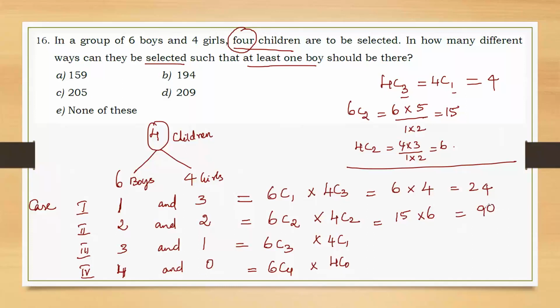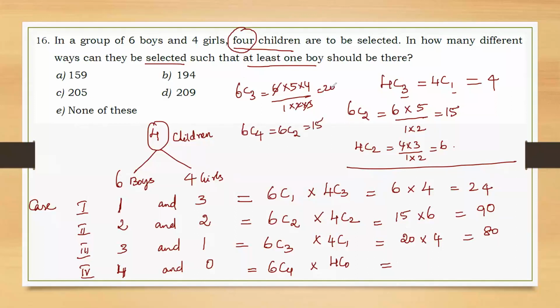Yes, 10. Then here 6C3. You need to find the value of 6C3. So 6 into 5 into 4 by 1 into 2 into 3, so we will get 20, right? Here 20, 4C1 is 4. So 6C4 is equivalent to 6C2. You know 6C2 value is 15, right? So 15 into 1. So finally the answer will be 209.